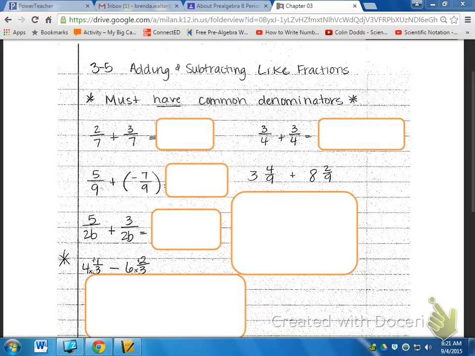Lesson 3.5, adding and subtracting like fractions. Like fractions have a common denominator already. For any fractions that you add or subtract, they must have a common denominator. The good news with like fractions is they already have one. The other thing to remember, put a little star, is make sure you reduce.